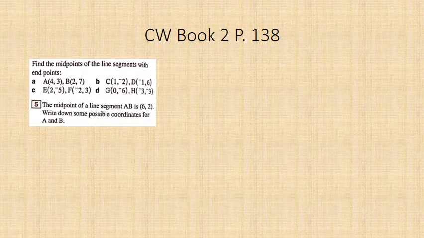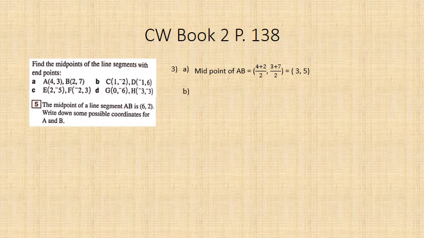Okay, so here let's go for A. I will add the x's together. 4 plus 2 equals 6, divided by 2 equals 3. And here for the y's, 3 plus 7 equals 10, divided by 2 equals 5. So the midpoint is 3 and 5. For question B here, I have 1 plus -1, which is 0. 0 divided by 2 equals 0. So the x is 0. And -2 plus 6 equals 4. 4 divided by 2 equals 2. So the midpoint is 0 and 2.